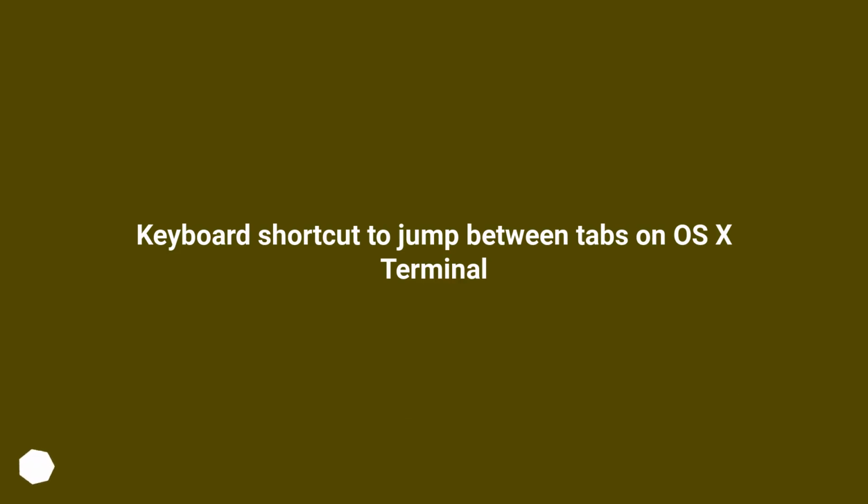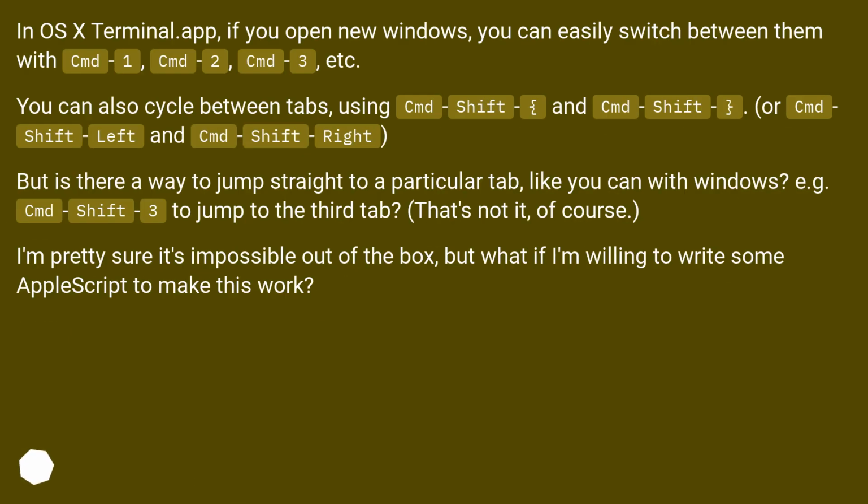Keyboard shortcut to jump between tabs on OS X terminal. In OS X Terminal.app, if you open new windows, you can easily switch between them with CMD 1, CMD 2, CMD 3, etc. You can also cycle between tabs using CMD Shift [ and CMD Shift ], or CMD Shift Left and CMD Shift Right.